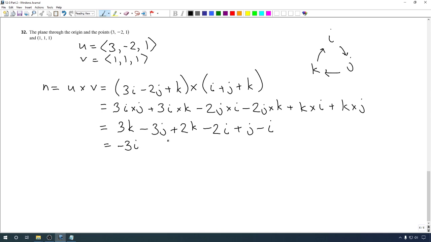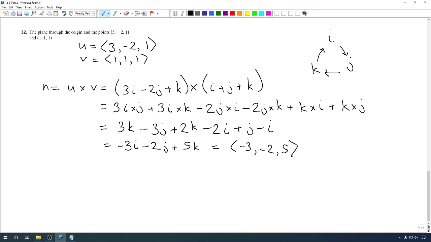We have a minus 3j, we have a j, so you end up with a minus 2j. Then we have a 3k and a 2k, so we get a 5k. Or if we prefer, you can actually rewrite this as minus 3, minus 2, 5.